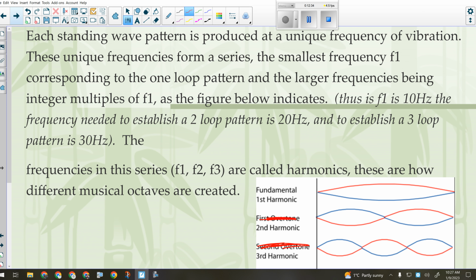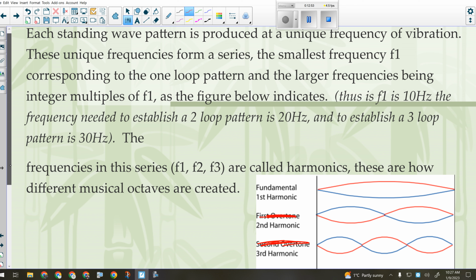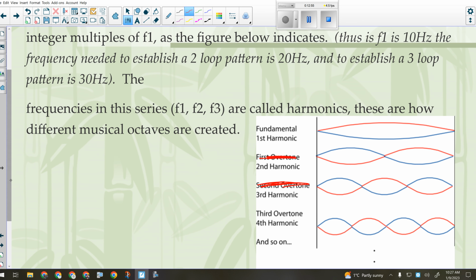All right, and they are, of course, multiples of each other, and that's how we produce musical octaves in music. So if you had, like, middle C, the next C up would be the next harmonic frequency, and so on and so on. Okay. Questions on that?